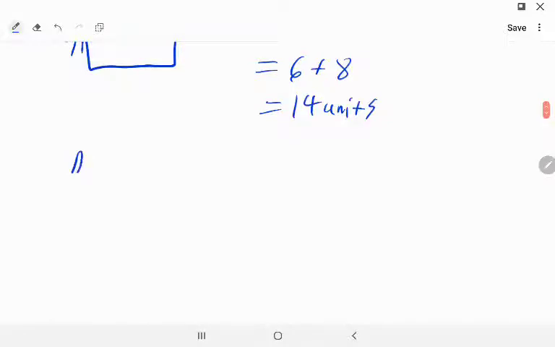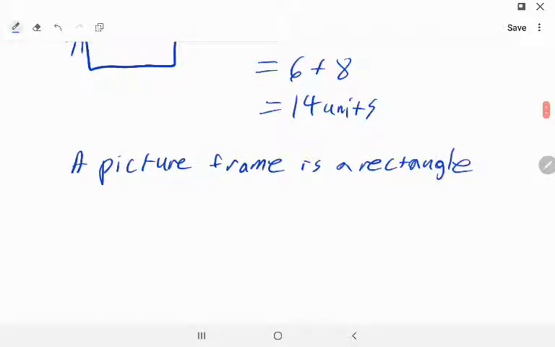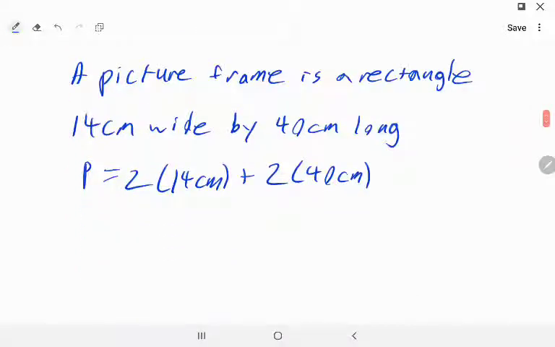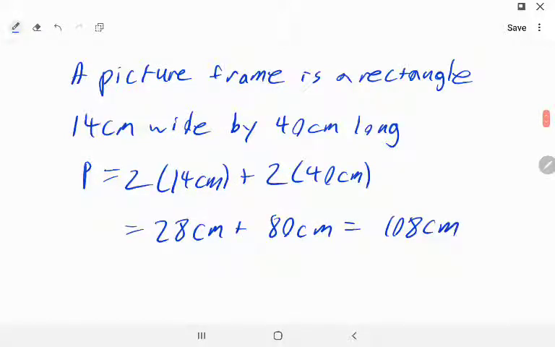If we had said a picture frame is a rectangle 14 centimeters wide by 40 centimeters long, the perimeter is 2 times 14 centimeters plus 2 times 40 centimeters. And so we get 28 centimeters plus 80 centimeters is 108 centimeters. So we like to have units if they're available.